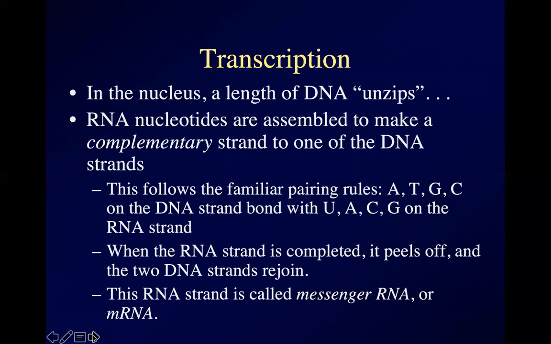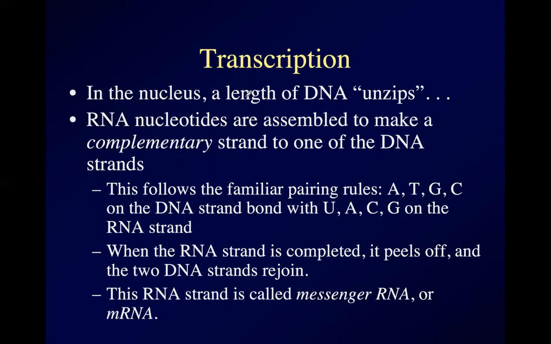When you need to make a protein, it starts like this. A length of DNA in the nucleus will unzip. Remember, those hydrogen bonds will break, those very weak Velcro-like bonds unzip, and the two halves move apart. And thanks to a bunch of enzymes that do all of this, RNA nucleotides are assembled on one of the DNA strands to make a complementary strand.